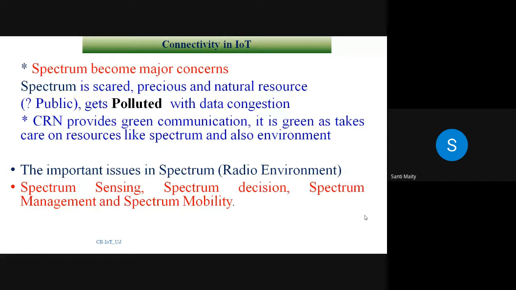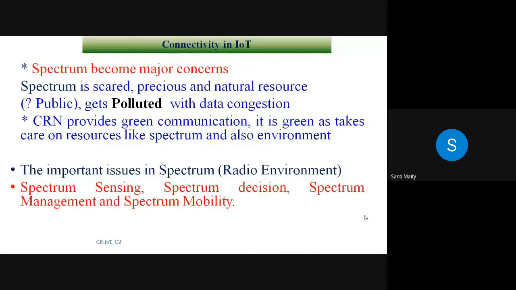And in order to access the spectrum, or in order to have spectrum allocation or sharing, we have to have certain operation in connection with spectrum, that is spectral sensing. It means an IoT object has to sense, before establishing connection with its peer IoT nodes, whether a particular channel or a particular radio frequency spectrum is free or not. So it has to sense the spectrum, the radio environment.